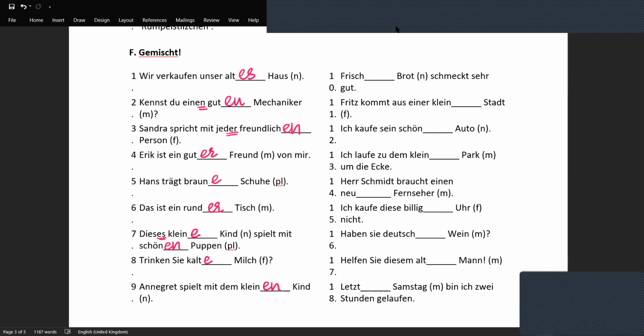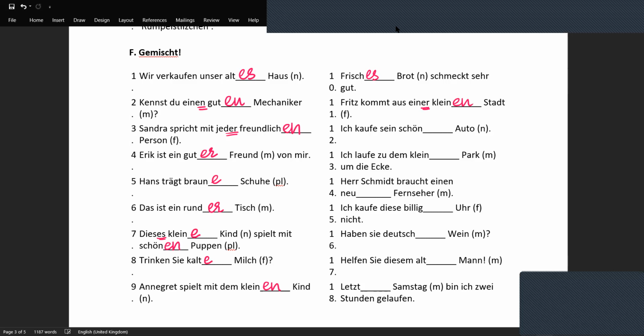Frisches Brot schmeckt sehr gut. Brot is neutral. Fritz kommt aus einer eher kleinen Stadt. Einer is telling you that it's dative feminine. Einer kleinen Stadt.